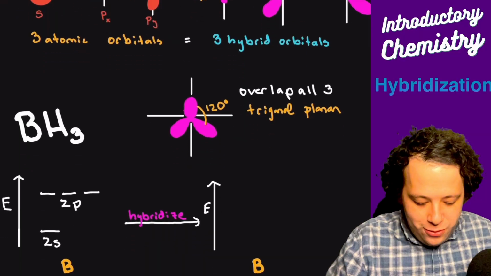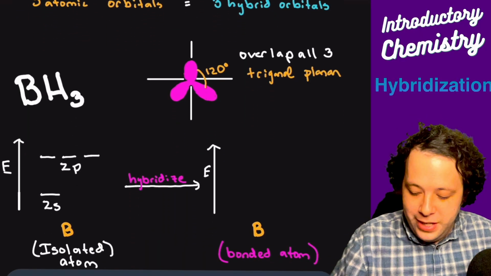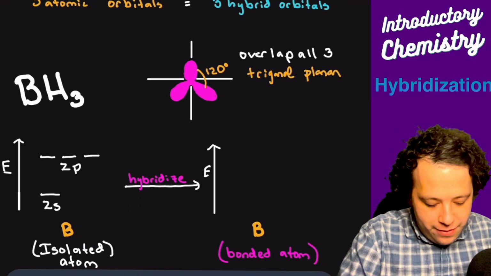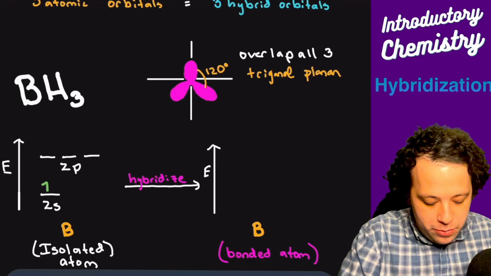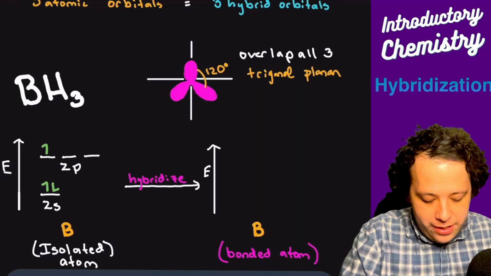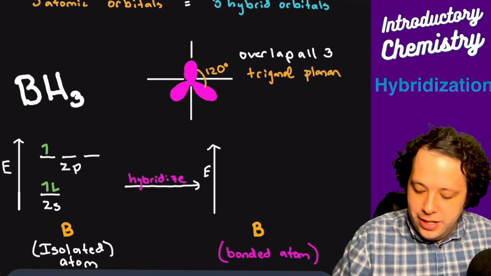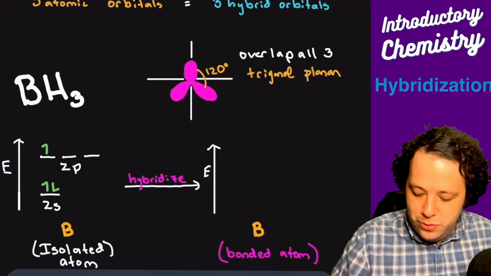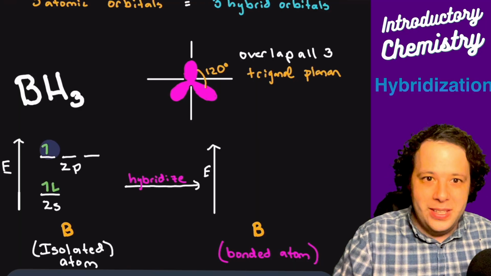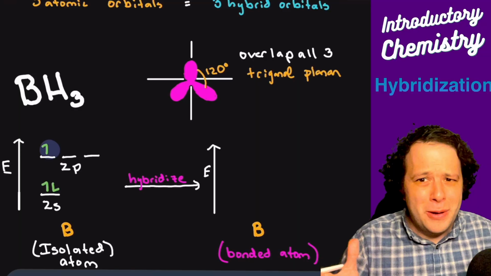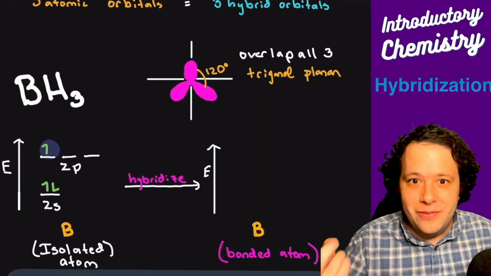Okay, let's do it with BH3. What's happening in terms of the energy? We have boron, so boron's our central atom. We've got 3 valence electrons. And the first thing you're going to notice is that there's only one lonely electron, so it can only make one bond. That's not what's seen in physical data.